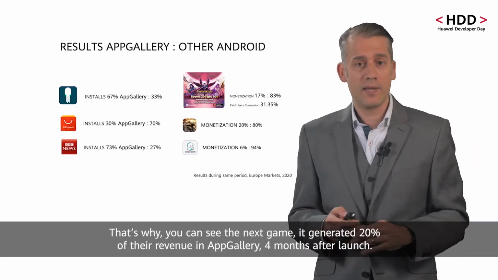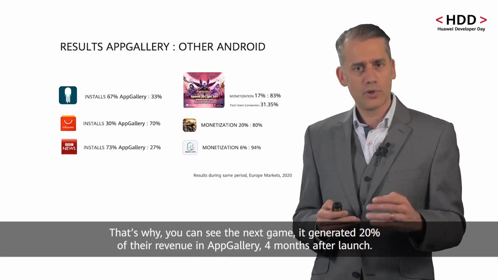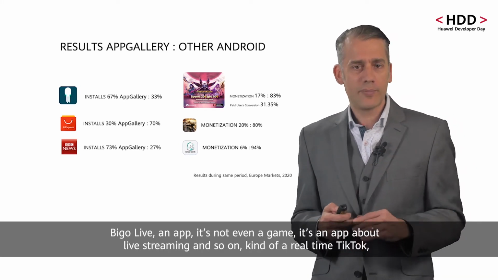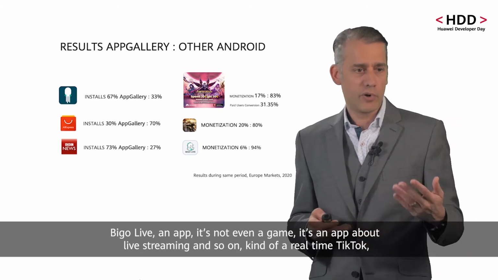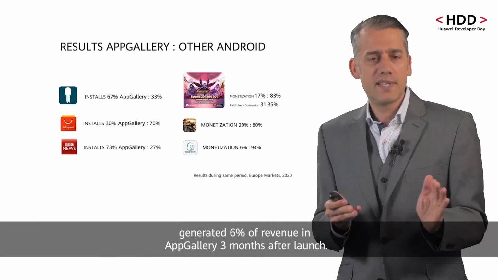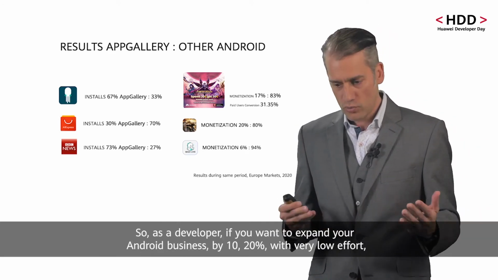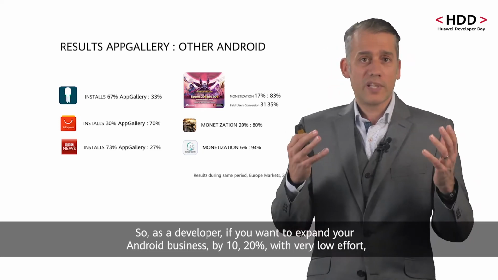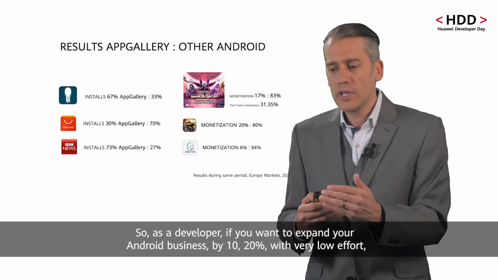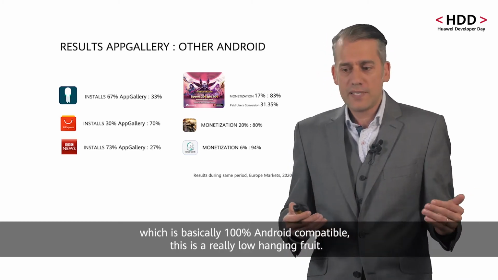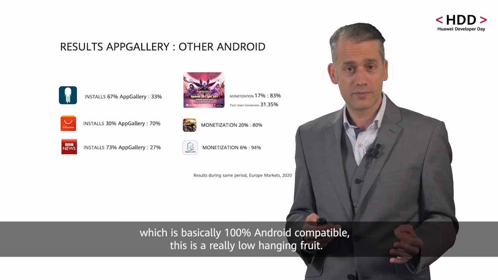That's why you can see the next game. It generated 20% of the revenue in App Gallery 4 months after launch. Bigo Live, an app, it's not even a game, it's an app about live streaming, kind of a real-time TikTok, generated 6% of revenue in App Gallery 3 months after launch. So, as a developer, if you want to expand your Android business by 10, 20% with very low effort, which is basically 100% Android compatible, this is a really low-hanging fruit.